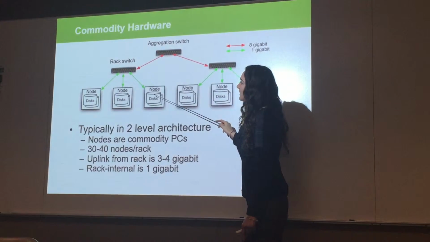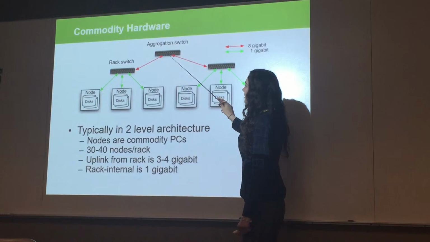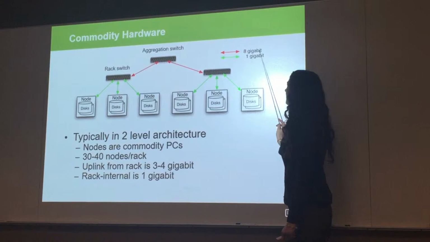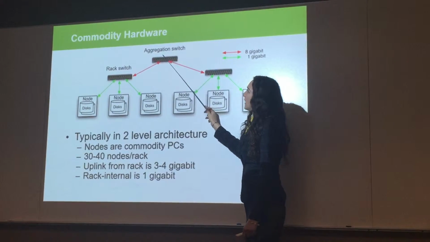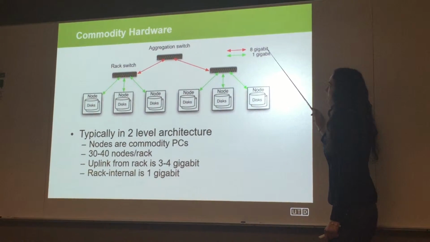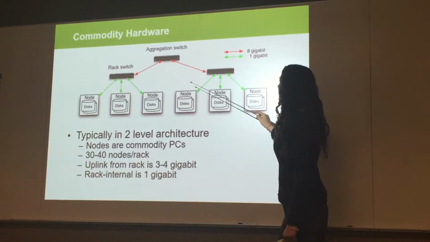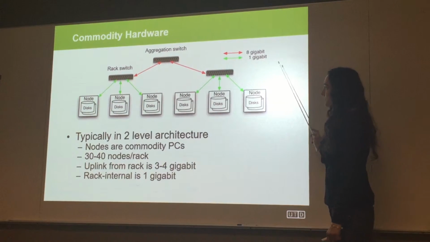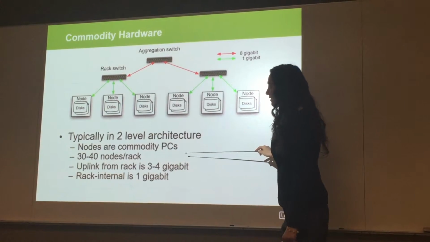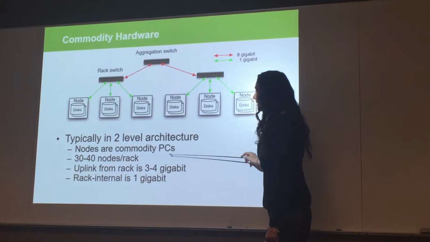So in a rack there could be several nodes, and finally these racks are connected to a higher level, which means a faster network switch, called an aggregation switch. So the red lines are the ones that are the higher level network or faster. This is 8 gigabit, and the green lines are 1 gigabit. So there's a two-level architecture. And there could be 30 to 40 nodes per rack.